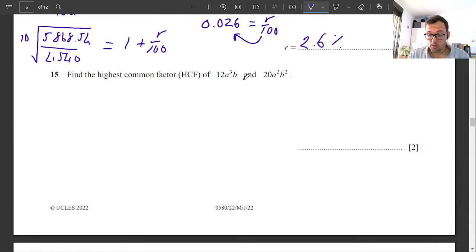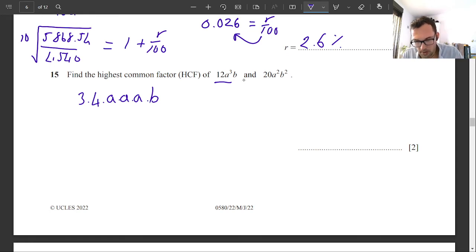Question 15, highest common factor, and then they give us algebraic terms with A's and B's. So let's not let it throw you off, all right? Highest common factor is everything that can divide into it. So let's break it down into all these factors. 12 A cubed B: the factors would be 3 and 4, 3 times 4 is 12, and then A times A times A, because A cubed times B. I just stretched it out, yeah?